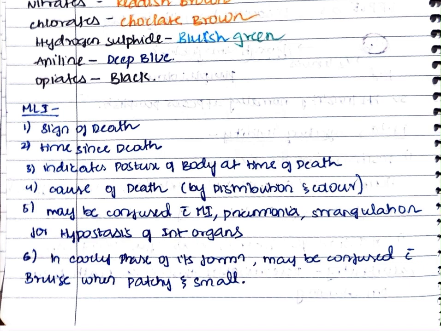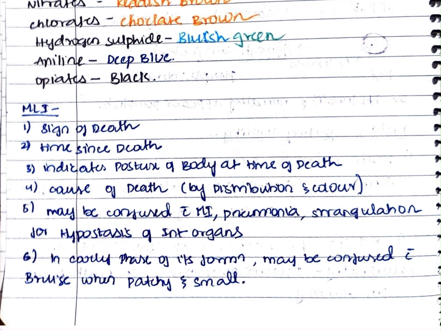So it may be confused with myocardial infarction, pneumonia and strangulation because of hypostasis of internal organs. Because of this postmortem staining, the internal organs which are in the dependent part of the body also get stained. That condition is known as hypostasis, right? The hypostasized heart can be confused with myocardial infarction. Again, the lungs can be confused with pneumonia. Intestines can be confused with strangulation, for the hypostasis of internal organs, right? So this is an important point.